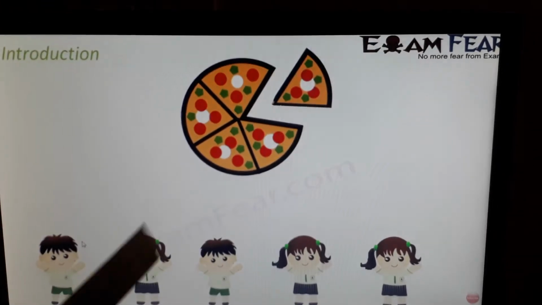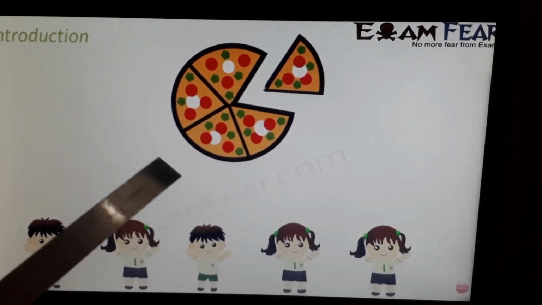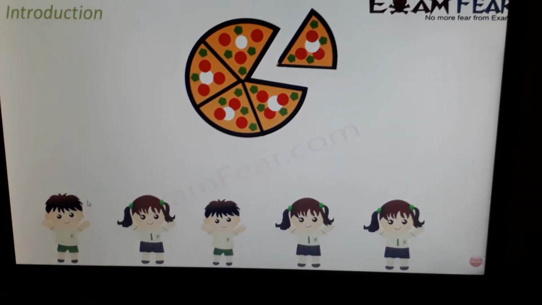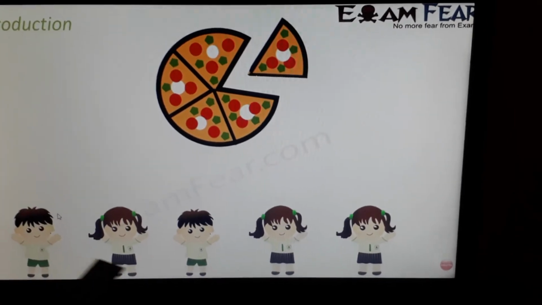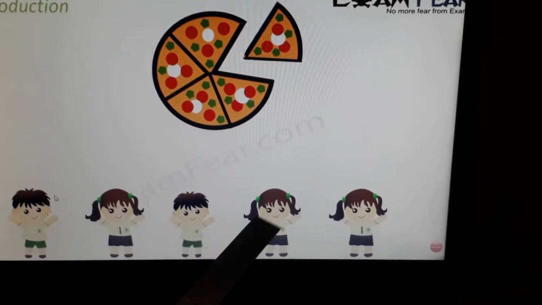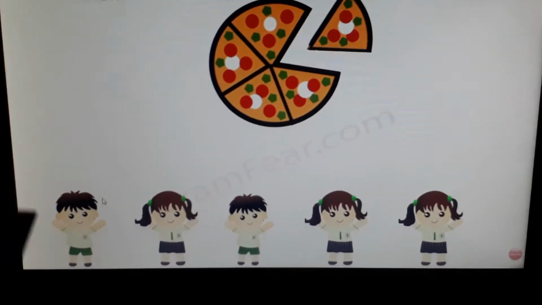Okay, children, introduction. See here, what is a fraction actually? A part of a whole thing is called a fraction. Here we have one pizza, children. Here are 5 pieces. All those 5 pieces are equal. Now here are 5 children. So one pizza is distributed to 5 children. Each child will get one piece of pizza.